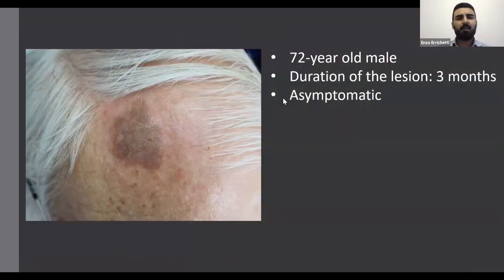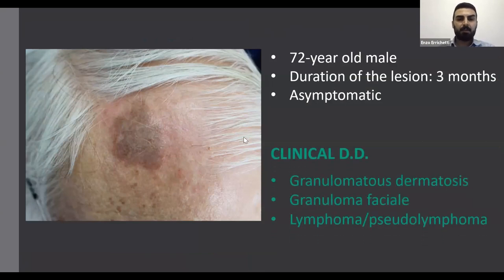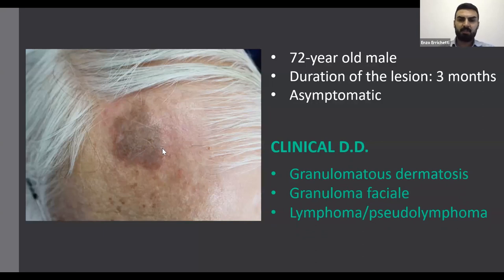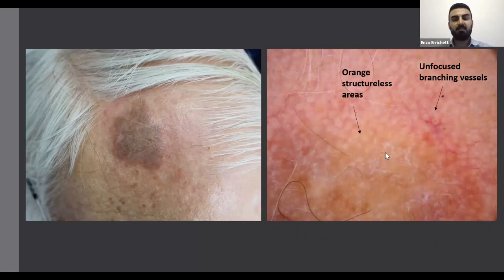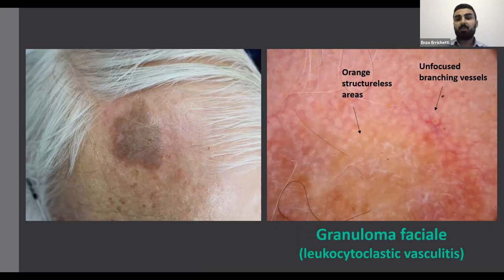Another case, here we have a 72-year-old male with this brownish grayish plaque for 3 months, no symptoms. Even here, I would think about a granulomatous condition, but also granuloma faciale and lymphoma or pseudolymphoma. If we have a look at the dermoscopic image, what do we see? We see orange structureless areas and branching vessels, and focused branching vessels. So according to what we've learned from the literature, we have orange areas and this should be a granulomatous condition, but actually it was a granuloma faciale, which is not a granulomatous condition, but a leukocytoclastic vasculitis.